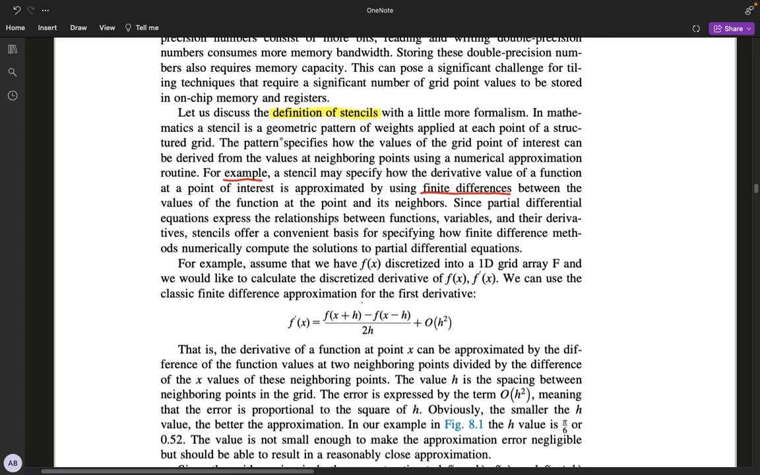And so the definition of stencil is a geometric pattern of weights applied at each point of a structured grid, it seems.